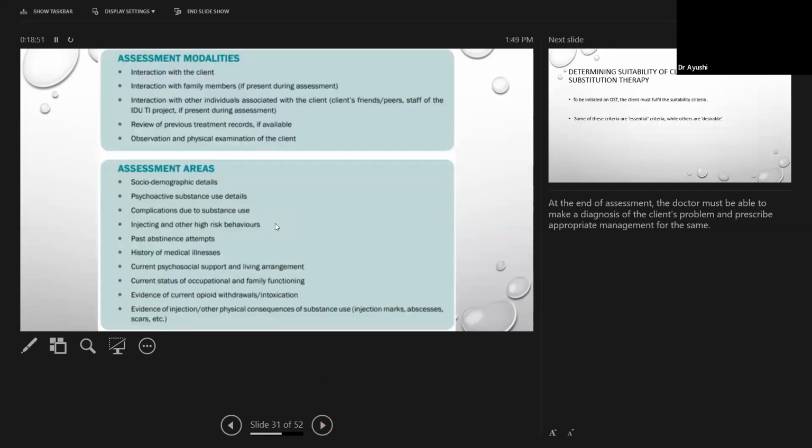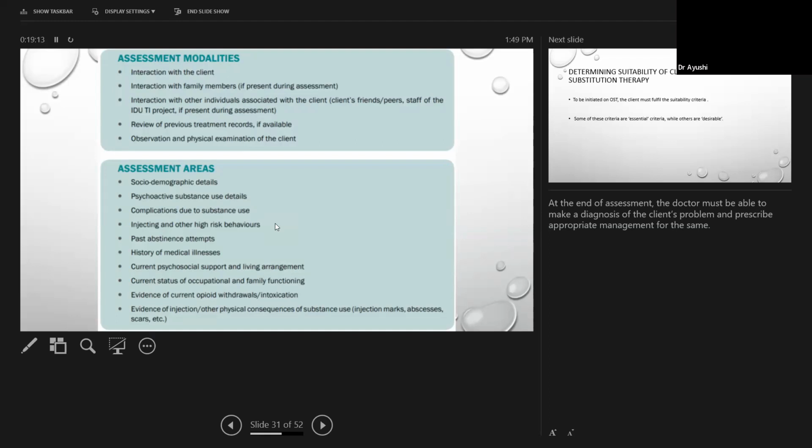The assessment modalities are interaction with the patient, interaction with the family members if present during the assessment, interaction with other individuals associated with the patient like friends, staff of the IDU program, if present during assessment. Then review of the previous treatment records if available, and observation and physical examination of the patient.